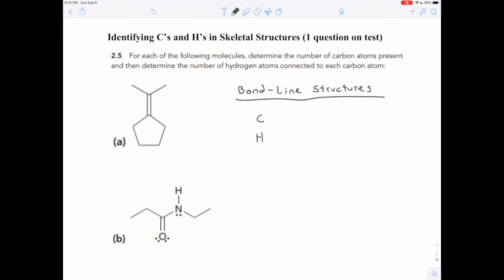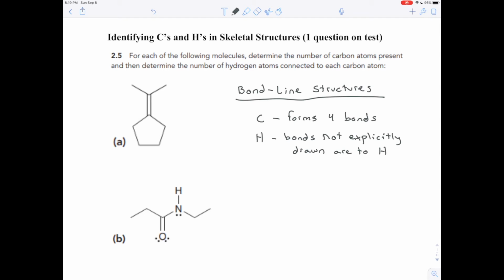So what you would need to know is that carbon forms 4 bonds, and so any bonds that are not explicitly drawn go to hydrogen. And that happens until each carbon has 4 bonds.